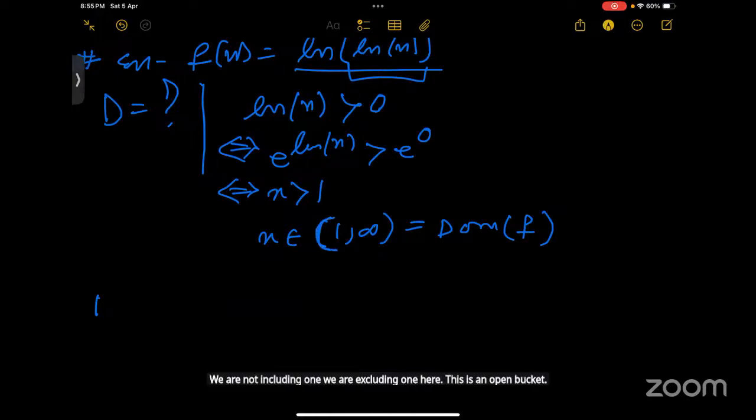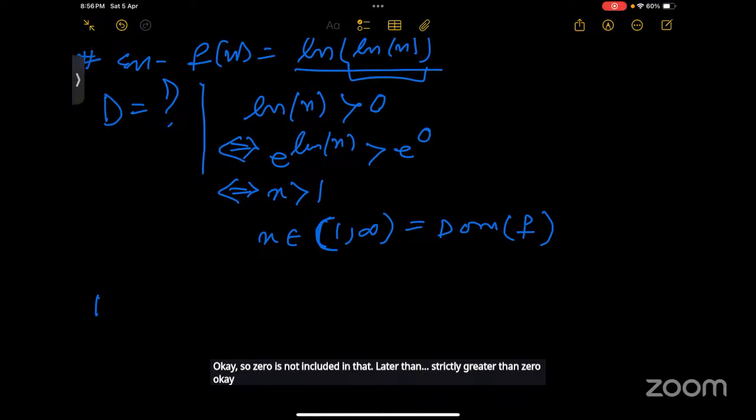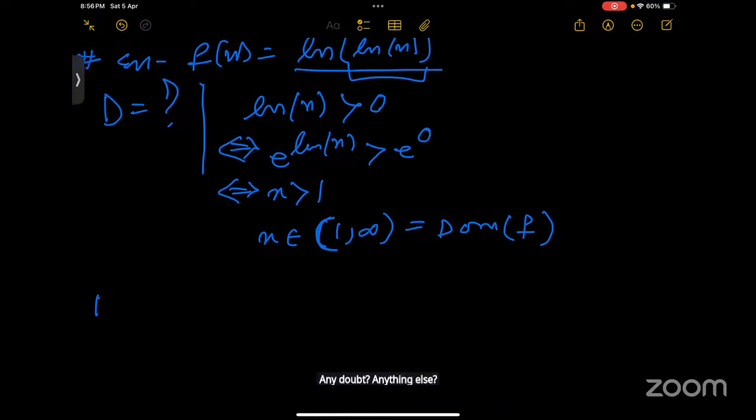In the first instance, ln x is greater than 0. But our domain is 0 to infinity, right? Greater than 0 means belongs to 0 to infinity, so 0 is not included. Strictly greater than 0. Okay. Any doubt? Anything else?